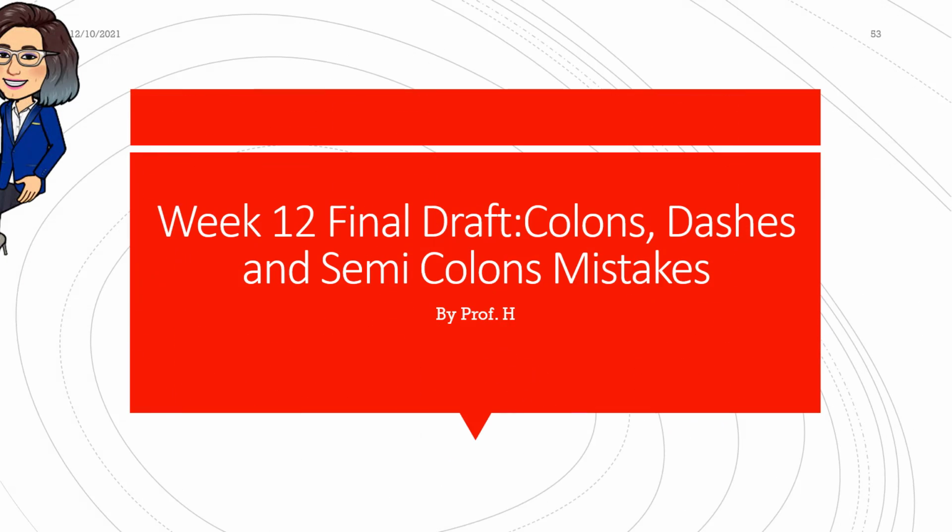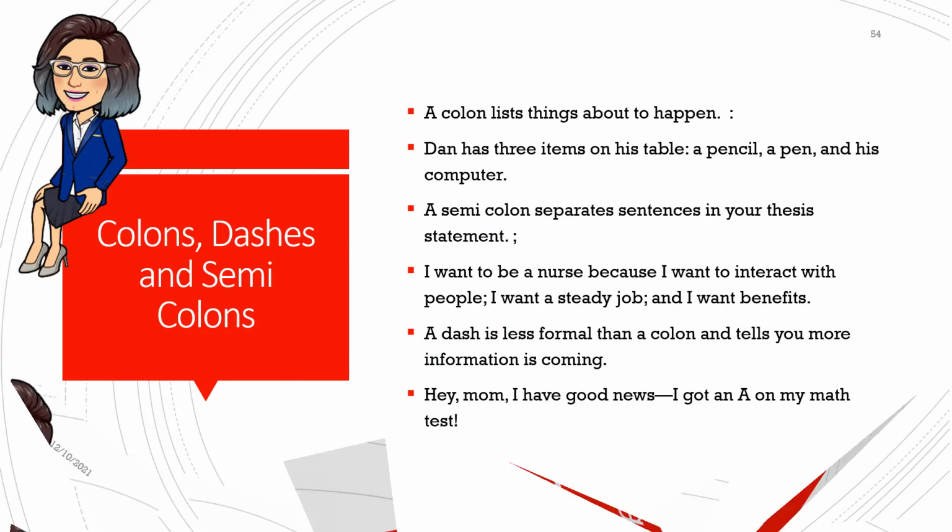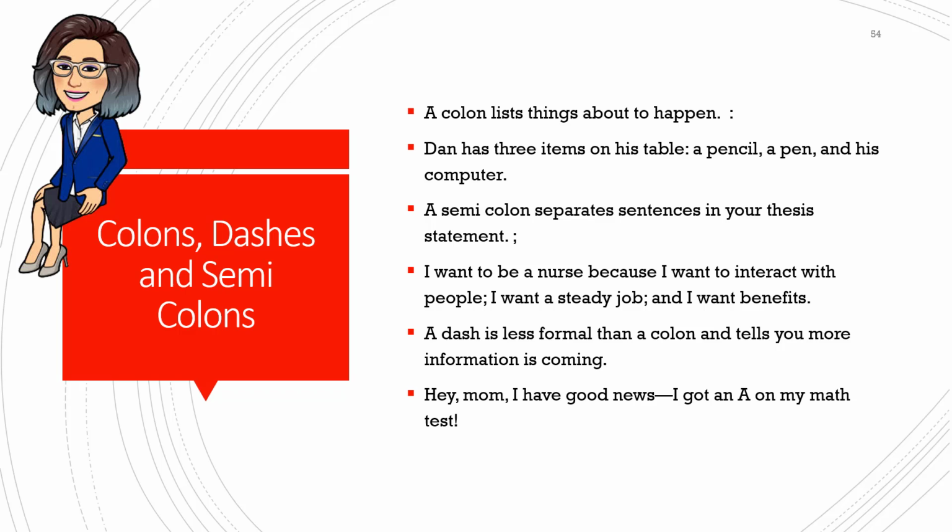So week 12 final draft. So mistakes in colons, dashes, and semicolons. So a colon lists things about to happen. Dan has 3 items on his table: a pencil, a pen, and his computer. So when we want to list things, then we use a colon.